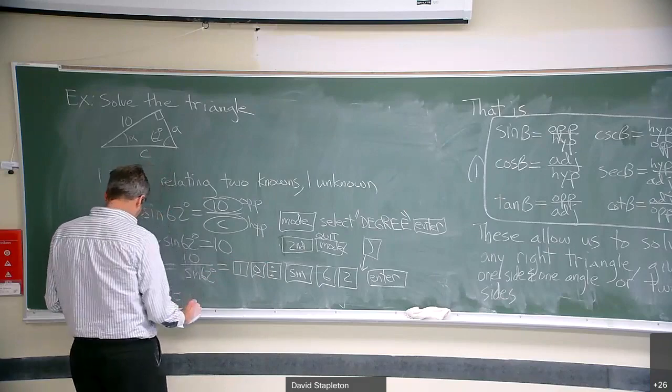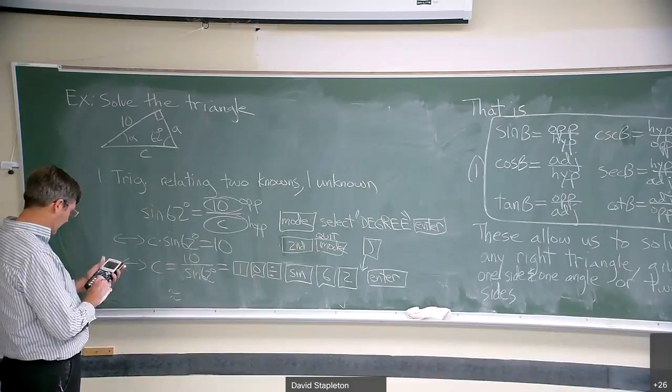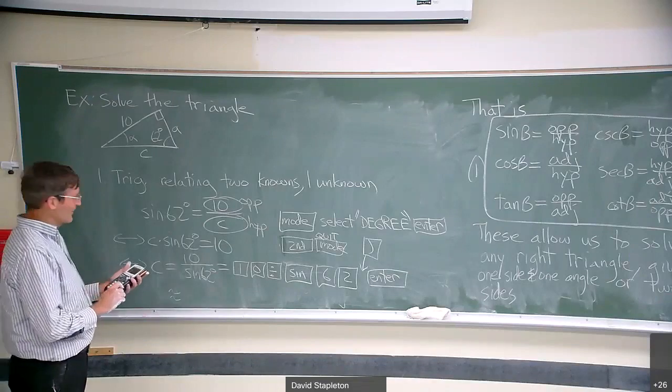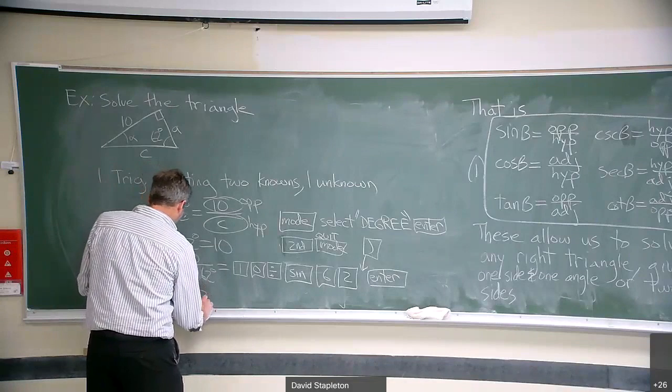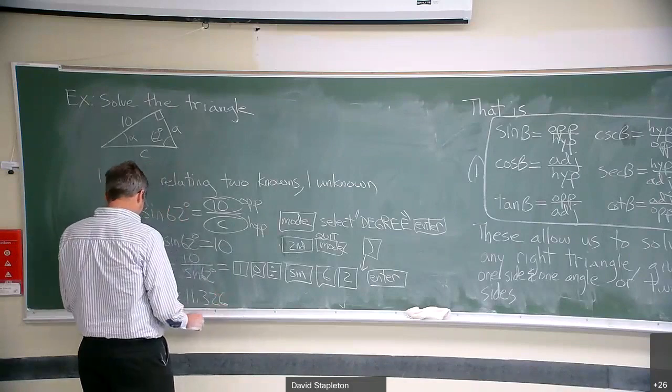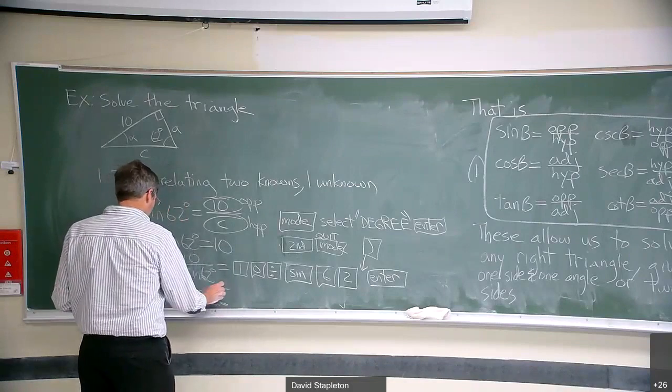Yes, you're supposed to divide by it. Right, and it said multiply, didn't I? I'm sorry, 10 divided by sine 62. Yeah, thank you. Just testing you, of course. Huh? I say that when I mess up. 11.326, rounded to 3 decimal places.